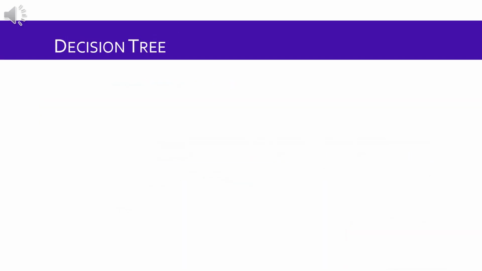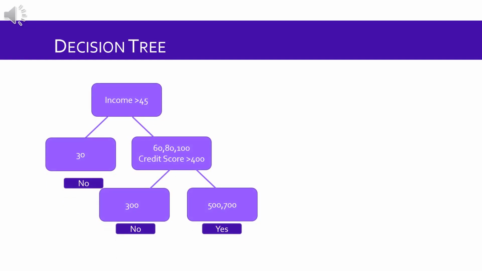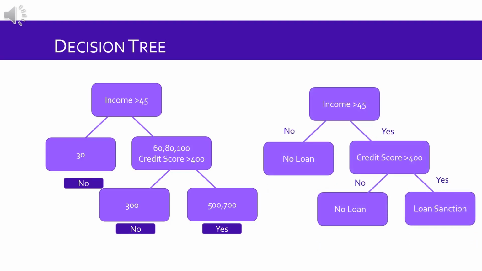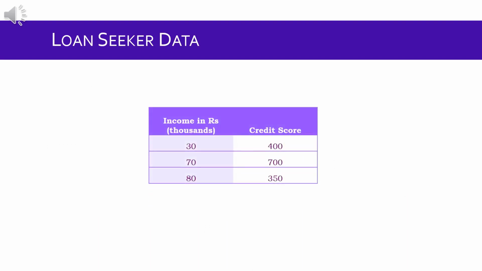The decision tree grown with the given data is shown in the figure. Leaving out the data values, the decision tree for classification and prediction is shown here. Let us take three different loan seekers' data. One with low income and low credit score, 3400; one with high income and good credit score, 7700; and the third one with high income and low credit score, 8350.